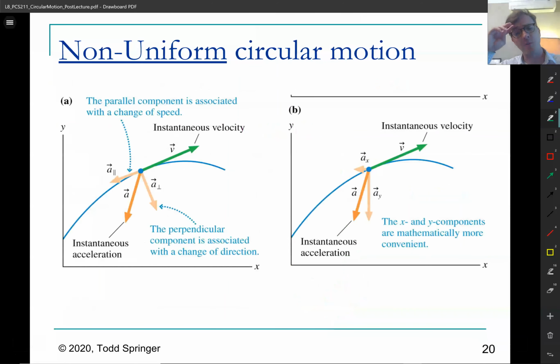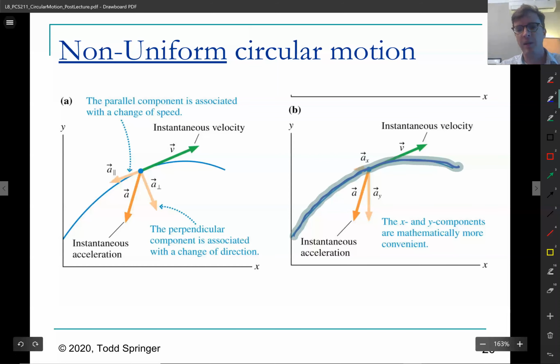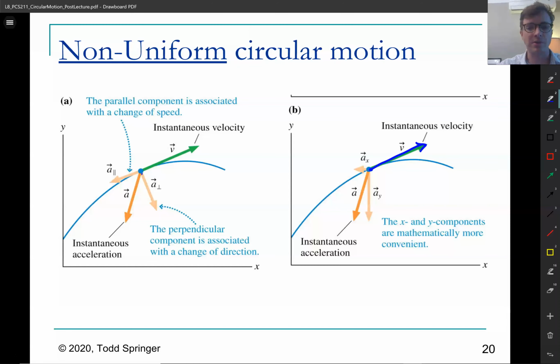Here's another way to visualize it. This comes from a different book, which might help. Suppose I'm going in this path. Now, this is not a circular path, but let's not worry about that for a second. At this moment, the object has some velocity like this, and let's say it has some acceleration pointing down like that. Okay? And you can see that that orange vector, that acceleration, is the same in both of these pictures, the left one and the right one.